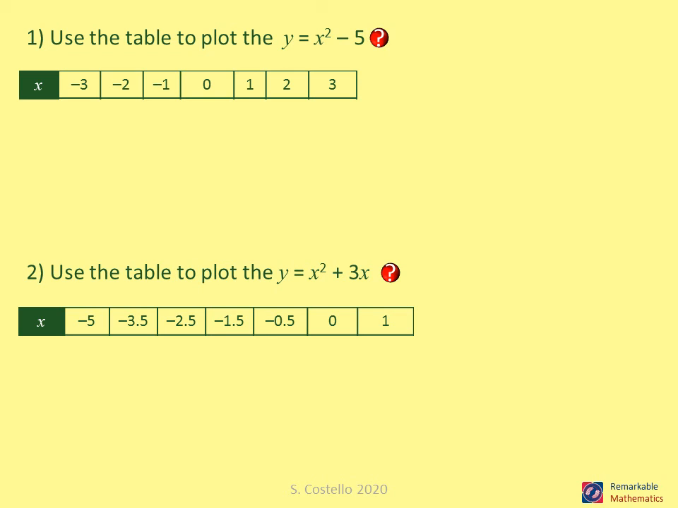So what I'd like you to do is to use the tables here, come up with the y values, and then plot the graph of y equals x squared minus 5. And question 2, again use the table, come up with some y values to plot the graph of y equals x squared plus 3x. So pause the video now, go through that, and once you've done it, come back and check your answers.